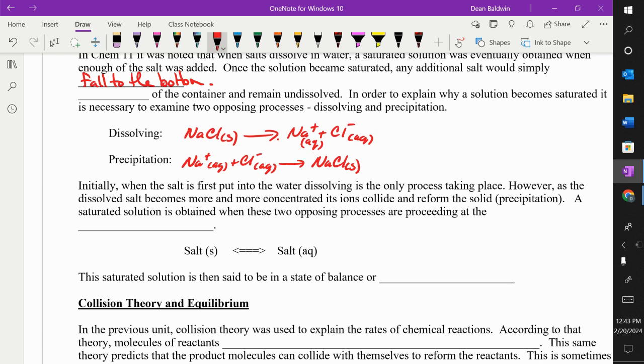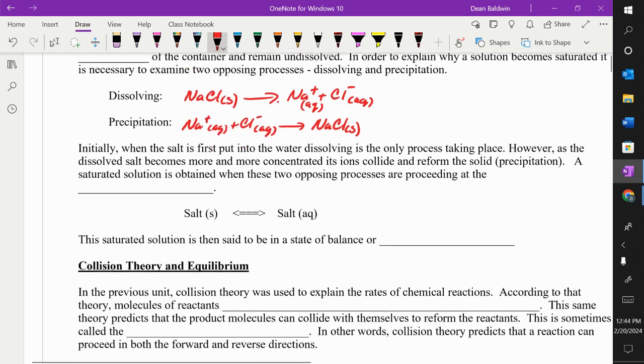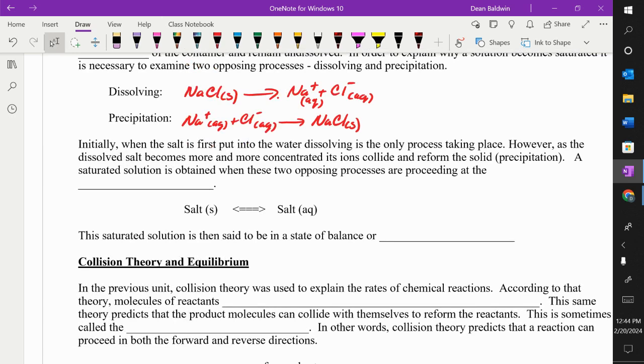Okay. So when you put the salt in originally, it's all just dissolving quickly. As you start to form more and more and you get closer to the saturation point, the reverse reaction starts to happen as well. And when they are equal, so when this rate equals this rate, in other words, you can write it this way. Solid is dissolving into aqueous and aqueous is going back in that direction, you get what's called equilibrium. Okay? So the saturated solution occurs when the two opposing forces occur at the same rate.